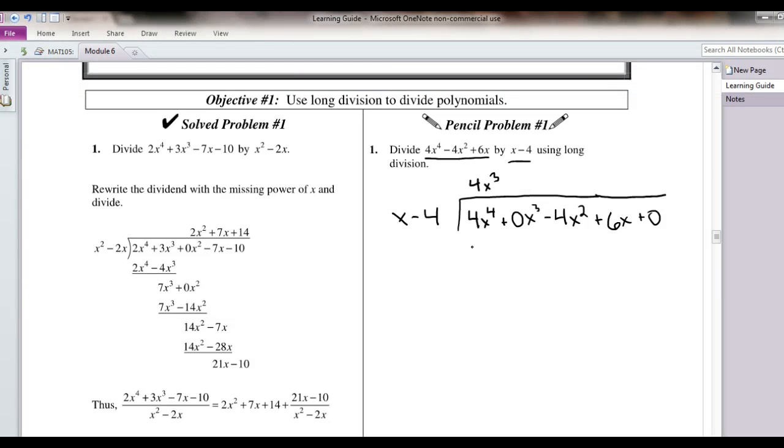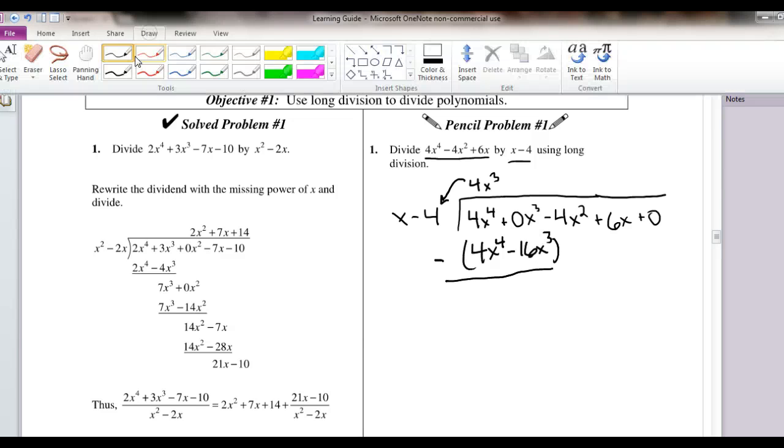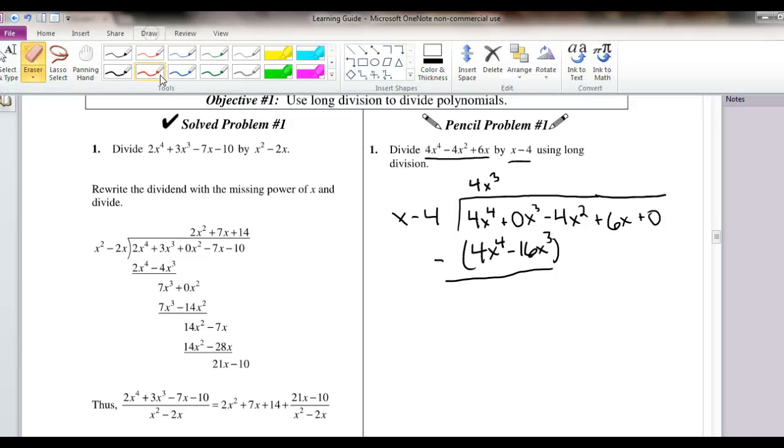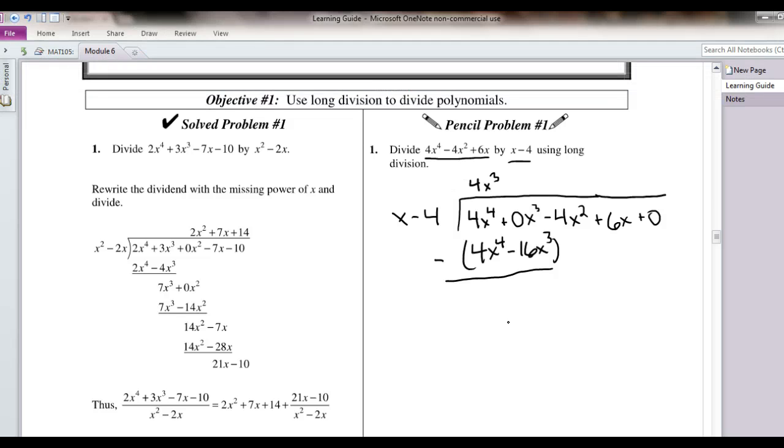Okay, so when we multiply 4x to the third, we get 4x to the fourth here, but the second term, 4x to the third times 4, should give me minus 16x to the third. And that's what we have to subtract. Okay, so now when we subtract, the 4x to the fourths will cancel, and we'll just get positive 16x to the third. Then we bring down the minus 4x squared.